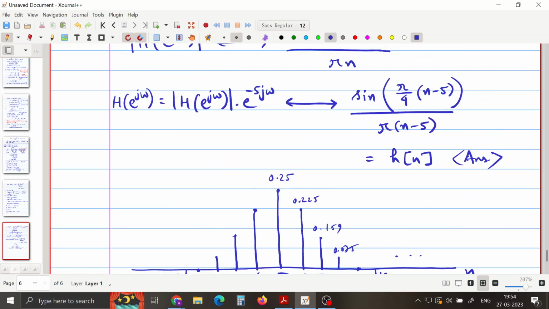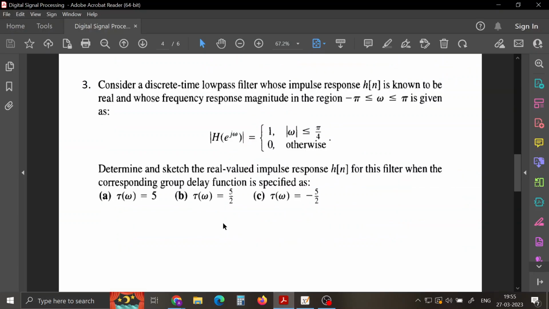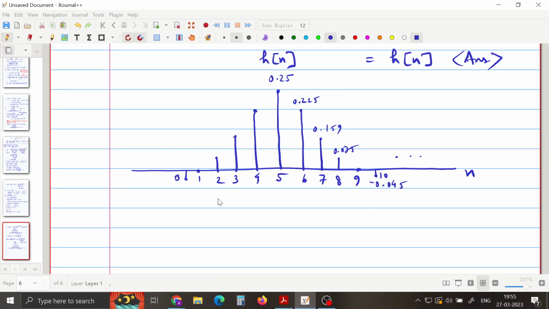Okay, so this is our h of n. Great. So I have done it for the first part. We have determined h of n as well as made a rough sketch of it. Similarly, you can just work out for the two cases. It's just the same way. So you can similarly solve for B and C. Straightforward. Okay, now coming to the fourth question.